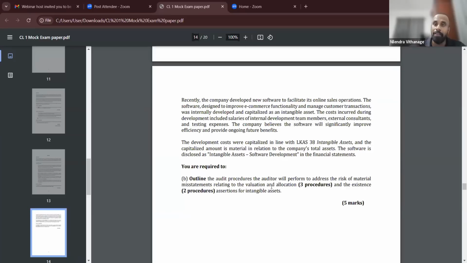Sometimes if you don't have an expert knowledge on software valuation, hire a professional valuer and get a valuation certificate. Get a valuation certificate from a professional valuer for the intangible asset.